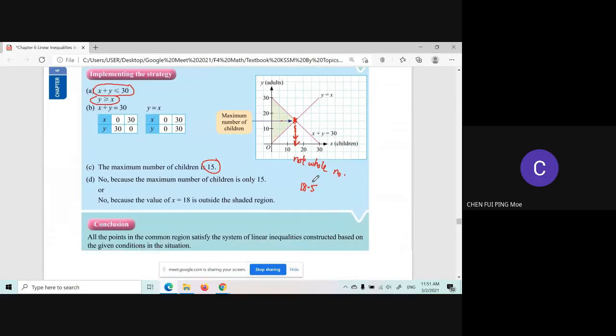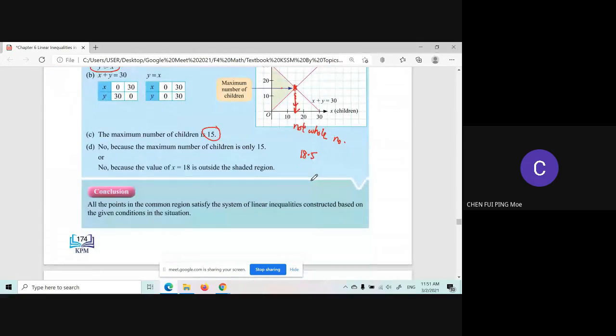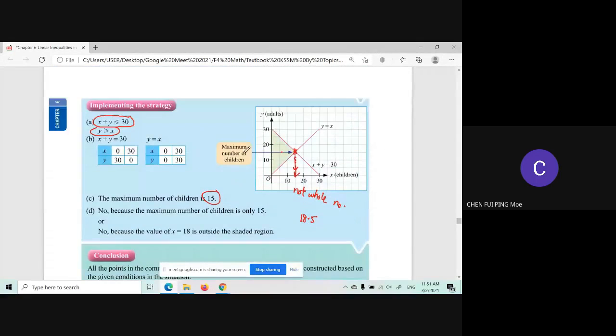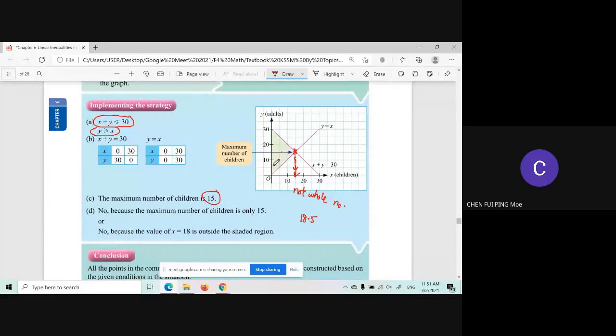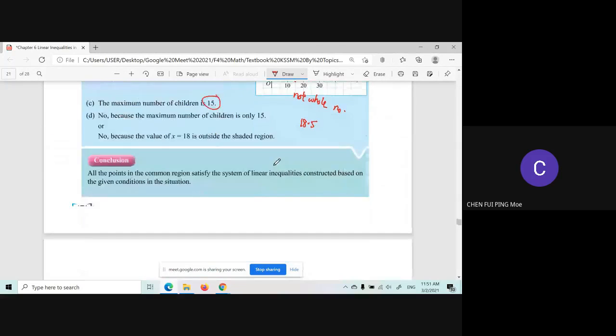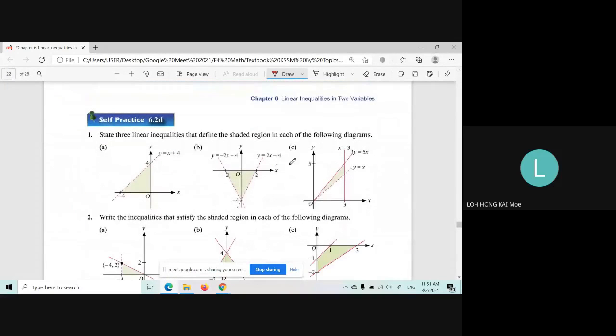Then I think you understand already. So remember all the x and y in the conditions given will usually be whole numbers. For this topic, usually it's like that. Okay, so any question? No question. We already finished this topic.